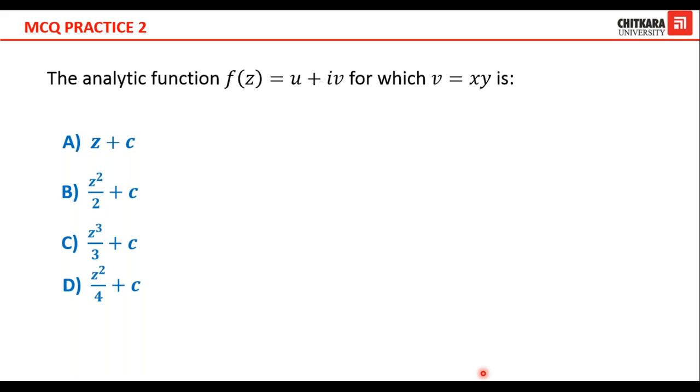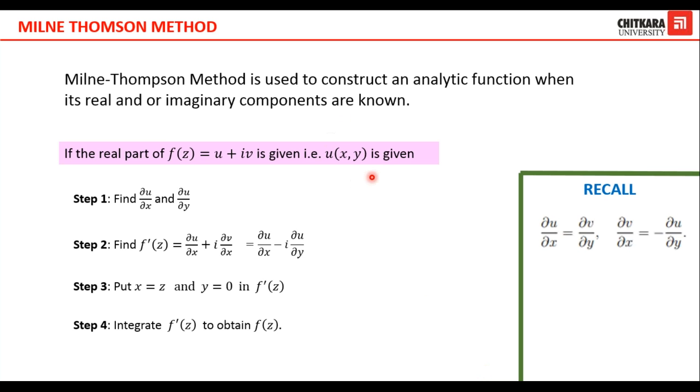Now I told you that if u is given to you, then how to proceed? The same thing applies when v is given to you, right? So if we go back to these steps of the Milne-Thomson method, if u is given to you, these are the steps. If v is given to you, you have to do it by the same method. What will be the change? In place of ∂u/∂x and ∂u/∂y, you will calculate ∂v/∂x and ∂v/∂y. In f dash z, you are writing ∂u/∂x plus i ∂v/∂x. You were changing this term now.